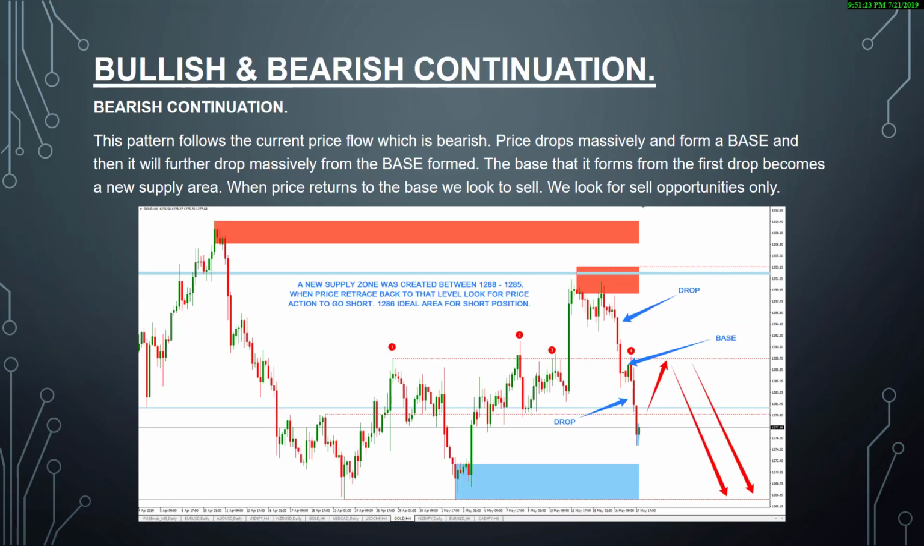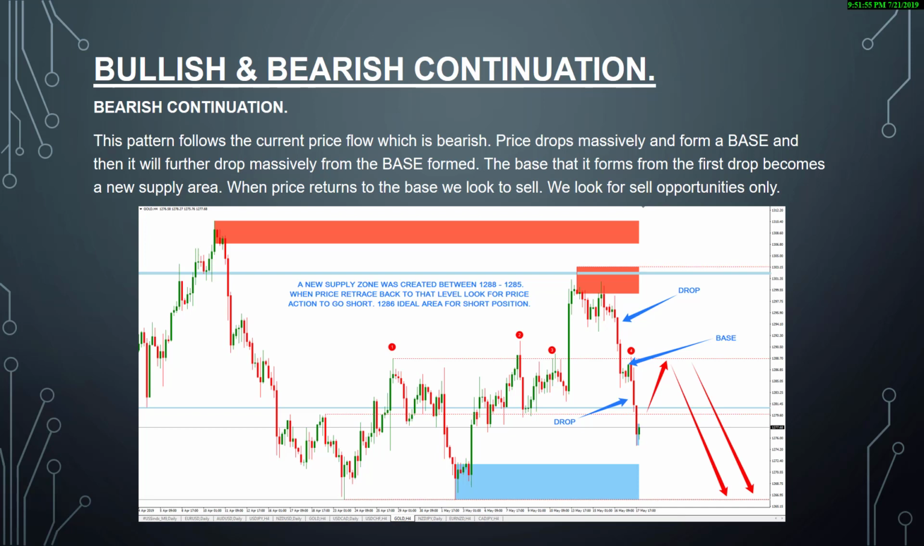Now, bearish continuation. We're gonna look at bullish and bearish continuation now. We first start with the bearish continuation. This pattern follows the current price flow, in this case, which is bearish, right? Price drops massively and forms a base, and then it will further drop massively away from the base that has been formed.